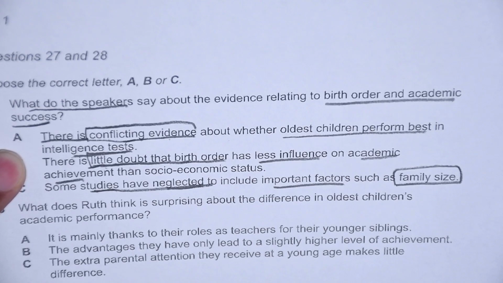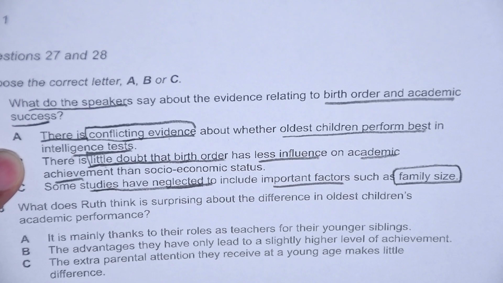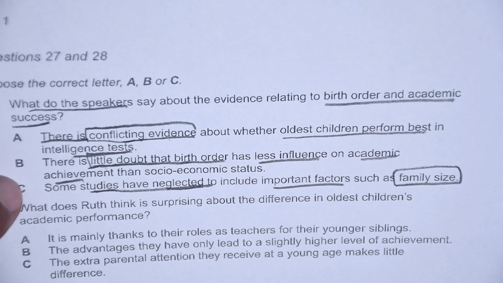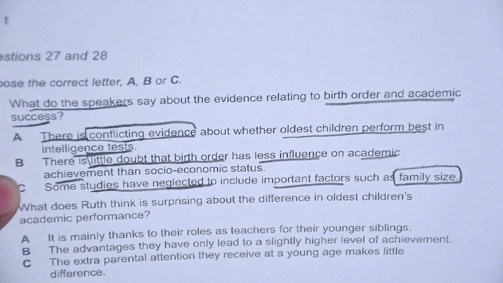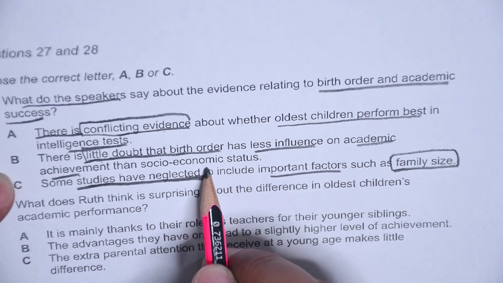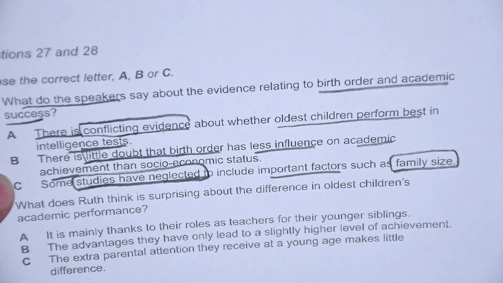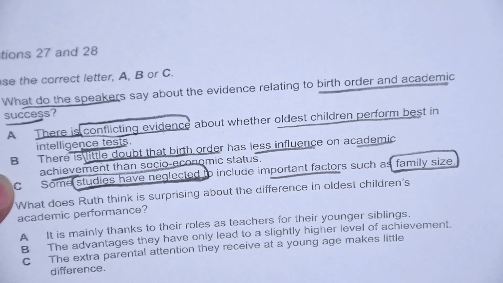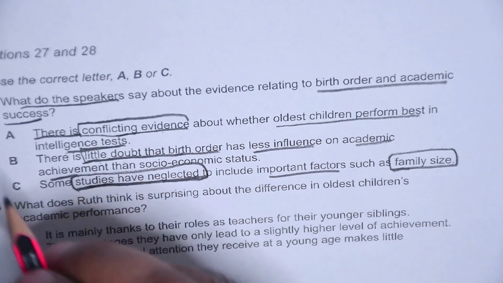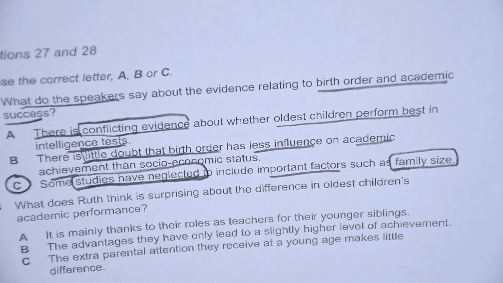Yes, although what many of them didn't take into consideration. Whenever they say anything like this, it means the answer is going to come. Although what many of them didn't take into consideration was family size. What is that? Some studies have neglected. Neglected means did not take into consideration, right? They said although what many of them didn't take into consideration, and for that they used neglected, and that was family size. Family size is written here, so C will be the right answer.